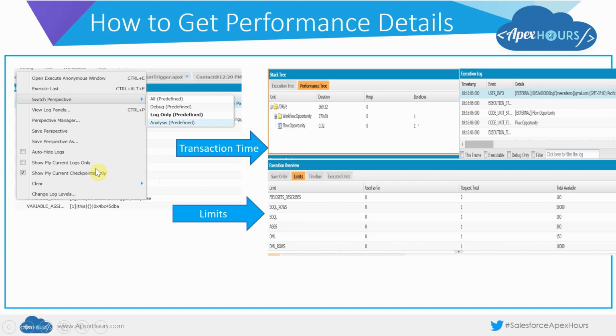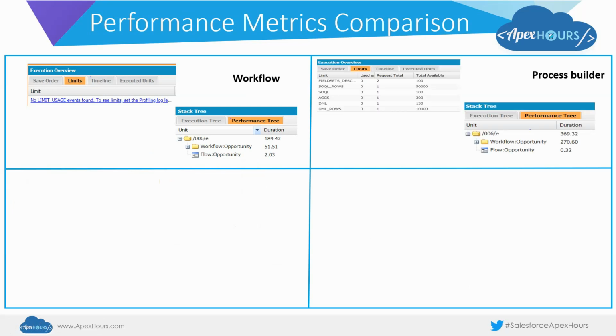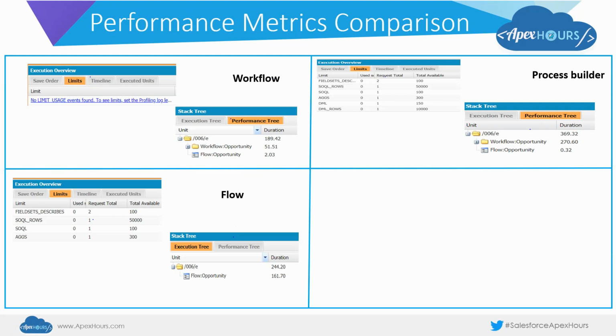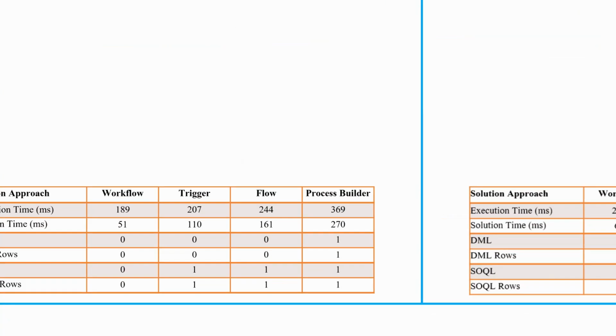We have already seen how to capture the performance metrics, and using this approach, I already captured all the performance metrics for the four solution options. You can see this for a workflow, process builder, a flow, and a trigger. And we can see a tabular representation here. In this, I have executed the operation for a single record and also for bulk records, which is around 20 records. For a single record, let us see the details.